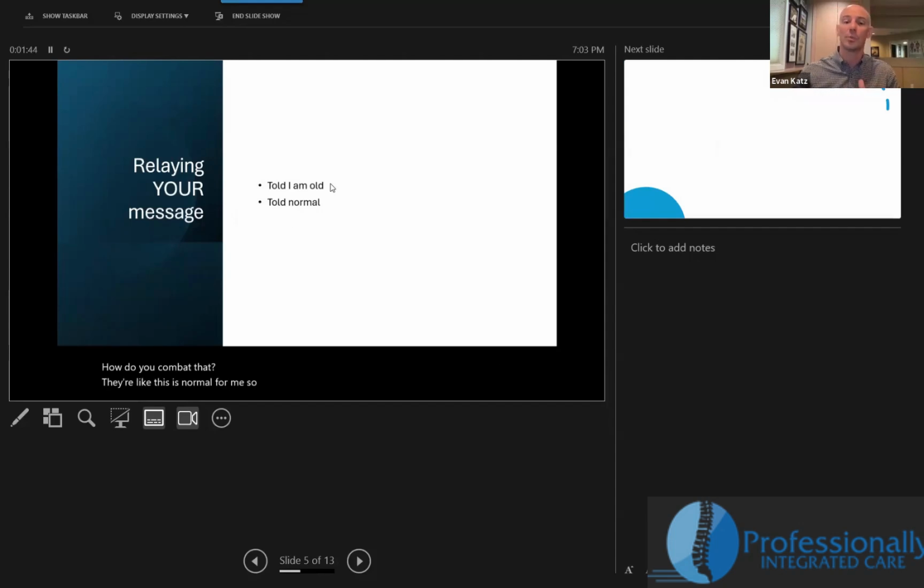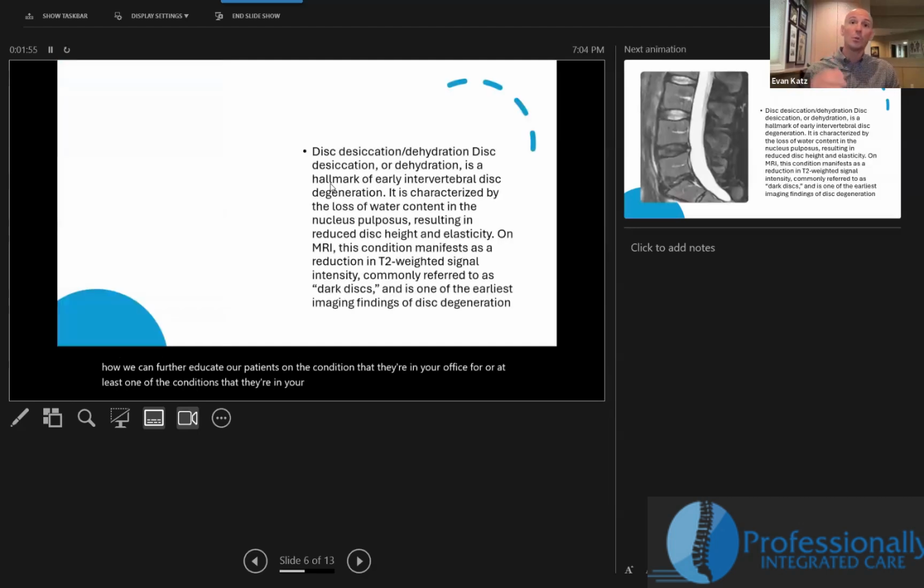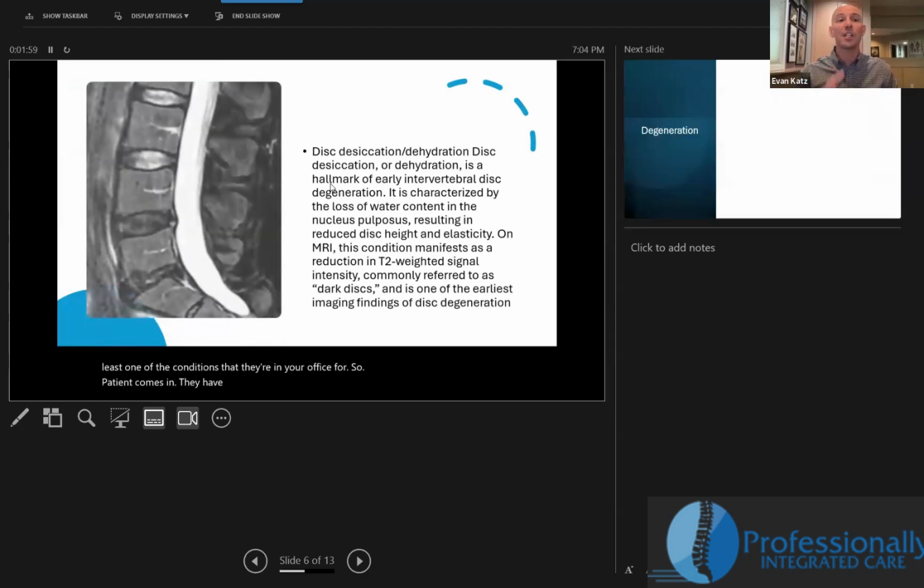So let's get into a little bit of what we're going to do here, how we can further educate our patients on the condition that they're in your office for, or at least one of the conditions that they're in your office for. So patient comes in, they have an MRI, and you're seeing what? You're seeing dark discs and you see light discs. That is a sign of a problem. Let's take a look at what it says here.